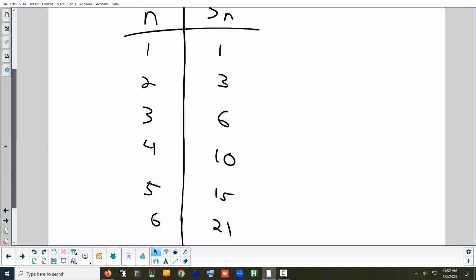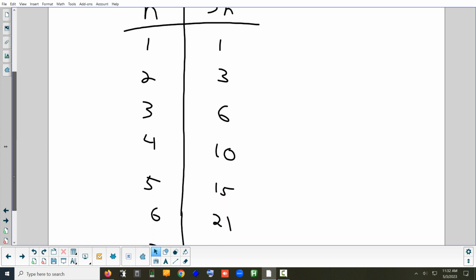Now, we've learned about 2 kinds of patterns. We learned about arithmetic and geometric. Let's see if it's either one of those. Do you add the same thing each time to get from one to the next? No. Do you multiply by the same thing each time? No. So it's not an arithmetic, it's not a geometric pattern. The way we can figure out what it is, we're going to do something by hand, and then we're going to use the calculator to help us.